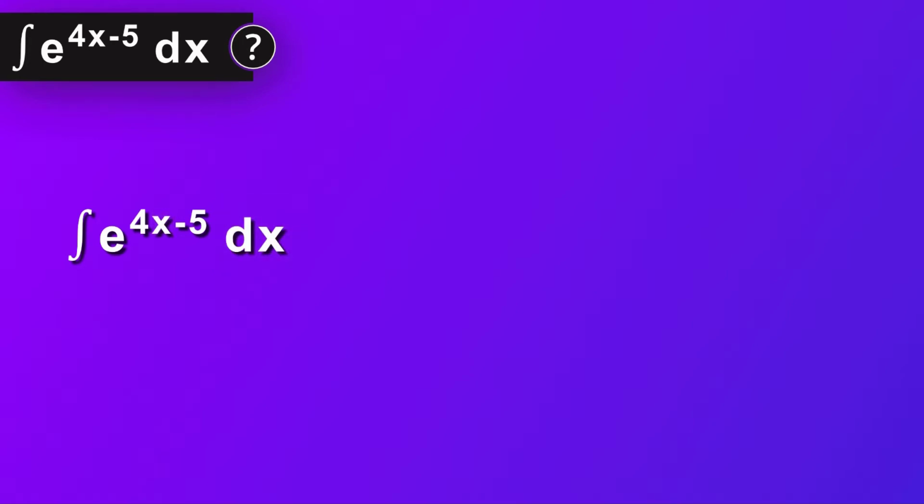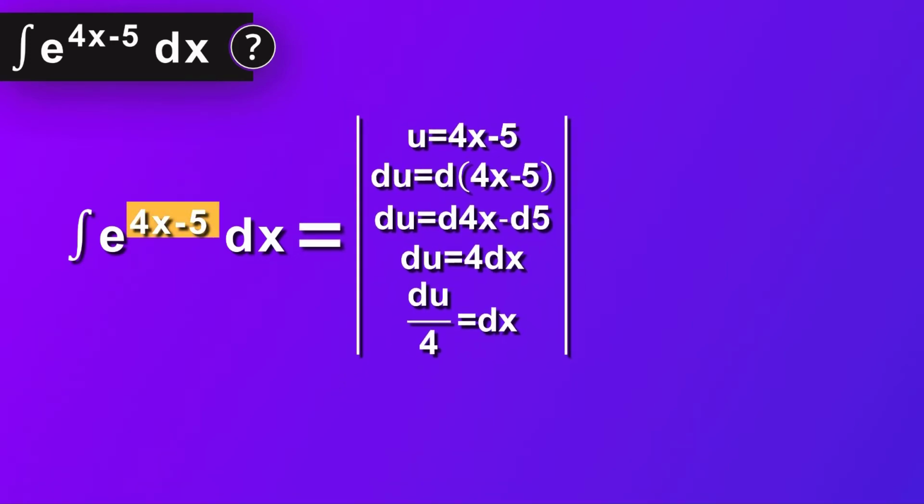In that case, to solve this integral, we may apply the so-called u-substitution method. We do it in order to modify the integral in a way that enables using some known formulas for finding integrals. In our case, we substitute the expression in the power. We say u is equal to 4x minus 5. We also have to know the derivative of u. So we write the derivative of u equals d(4x minus 5).